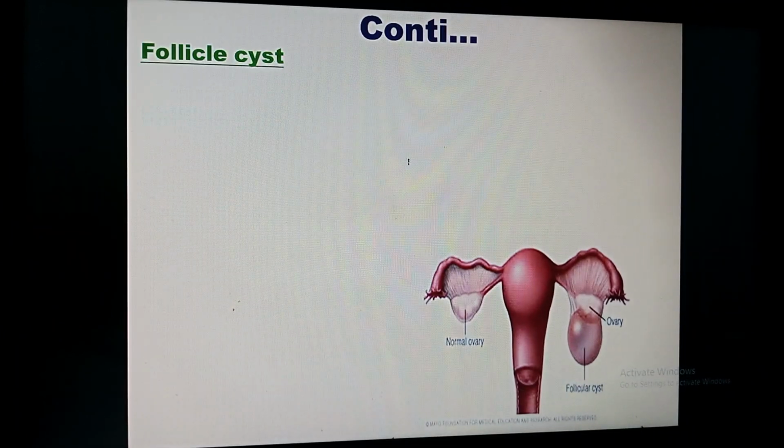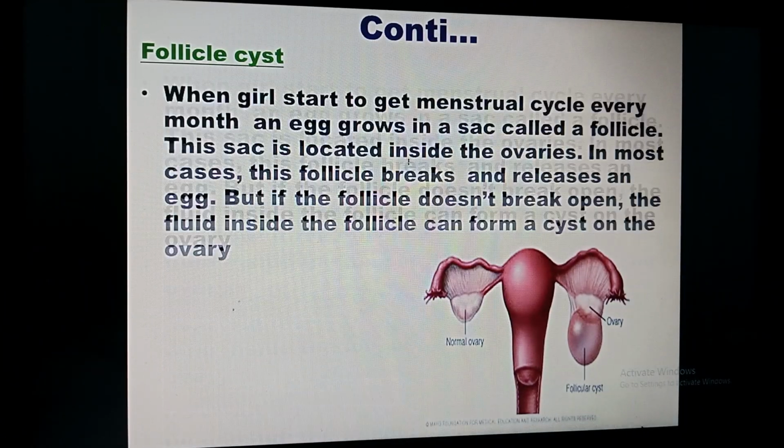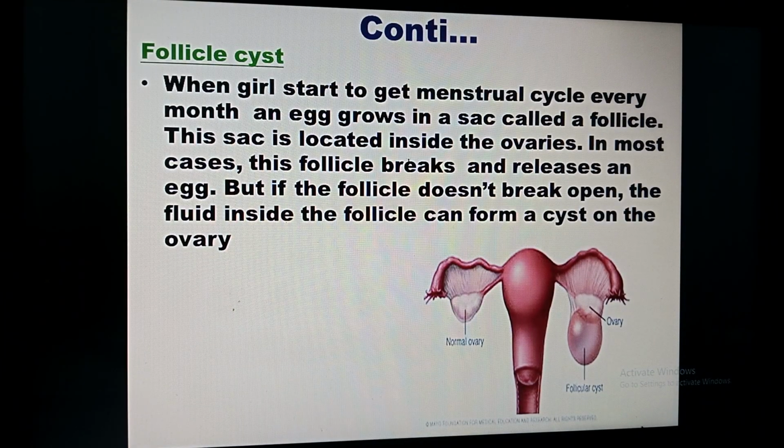Okay, so what is follicle cyst? See, when girls start to get a menstrual cycle every month, an egg grows inside a sac. That sac is called a follicle. So this follicle is situated inside the ovary. In most cases, this follicle breaks and releases an egg. That is the ovulation period we will call it, 14 days after the menstruation cycle. So this follicle will break and the egg will release.